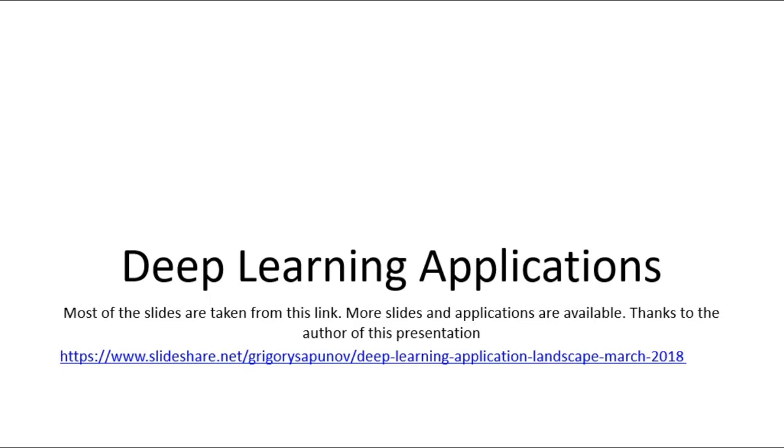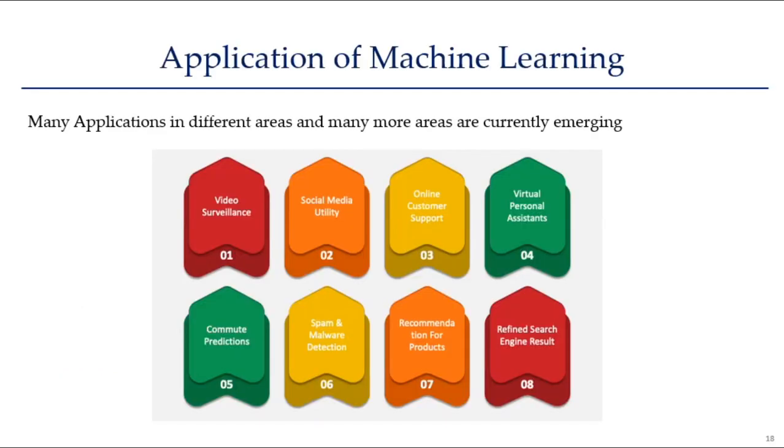In this section, I'm going to talk about some of the deep learning applications. Most of the slides are taken from the link below, but there are other slides that you can browse. There are currently many applications in deep learning for different areas, and many more applications are currently emerging in other areas that were not considered before in deep learning. In the following few slides, I'm going to talk about some of these applications.